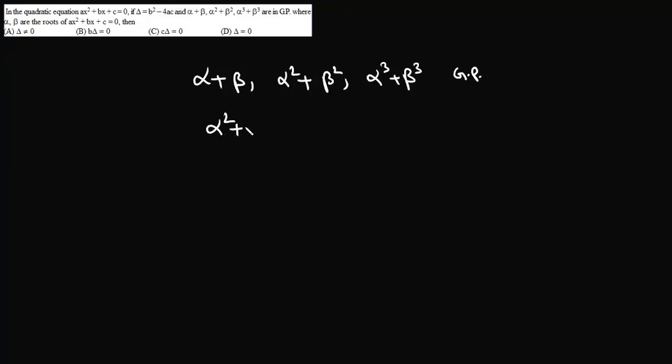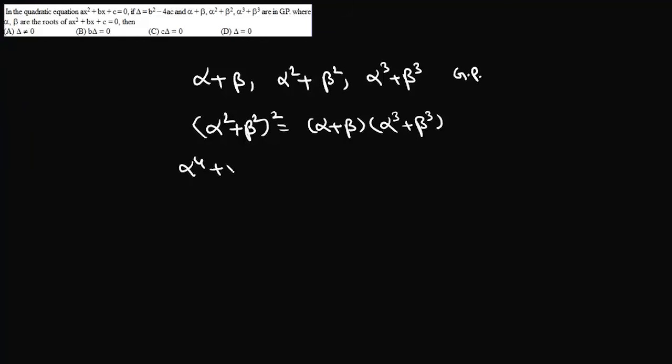Now here the question: in a quadratic equation ax square plus bx plus c, delta is b square minus 4ac, which is its discriminant. It is given that alpha plus beta, alpha square plus beta square and alpha cube plus beta cube form a GP, where alpha and beta are roots of this equation. Then which of the following is true? Now if they are in GP, then (alpha square plus beta square) whole square will be equal to (alpha plus beta) into (alpha cube plus beta cube).